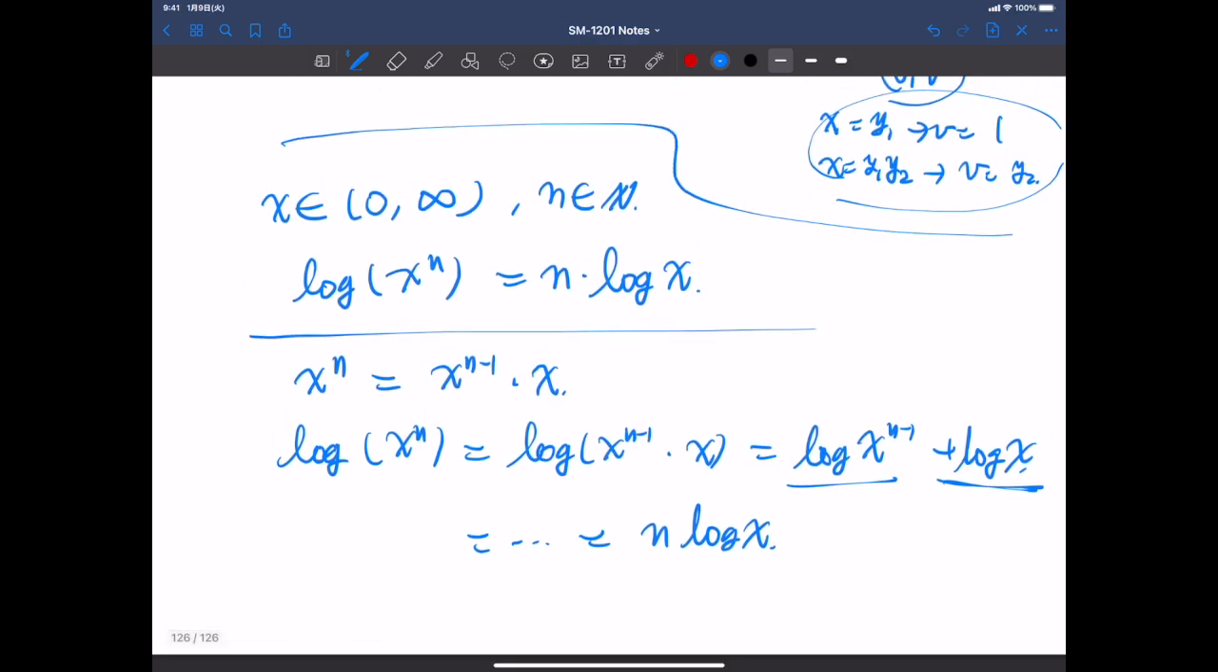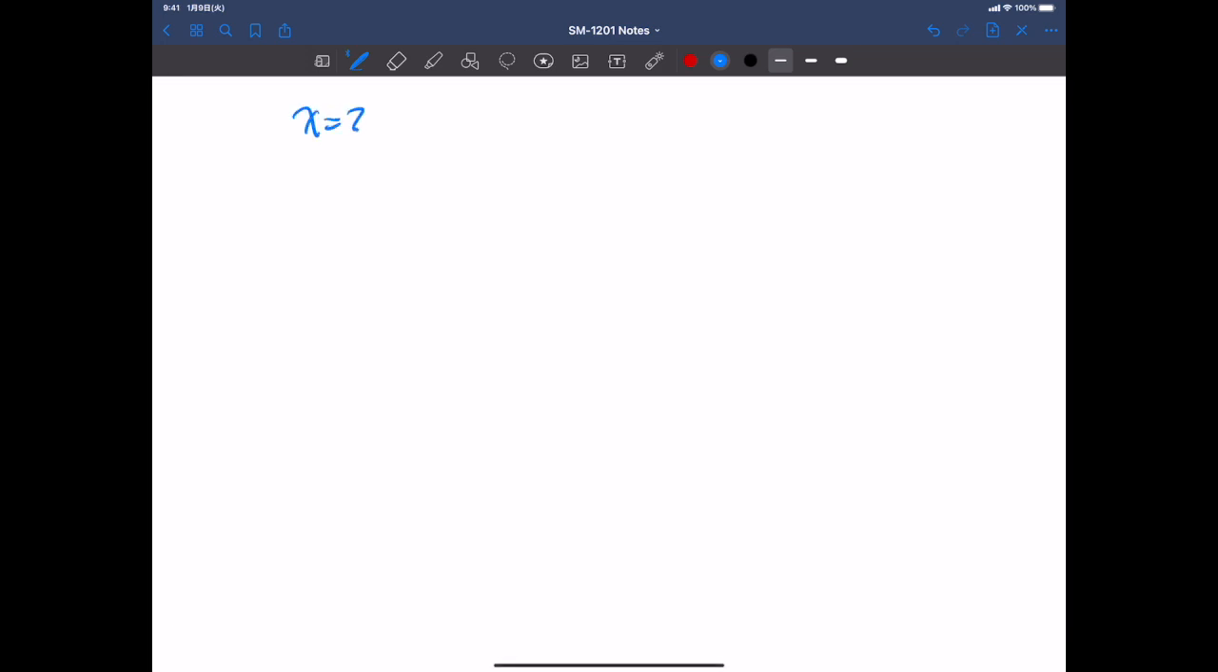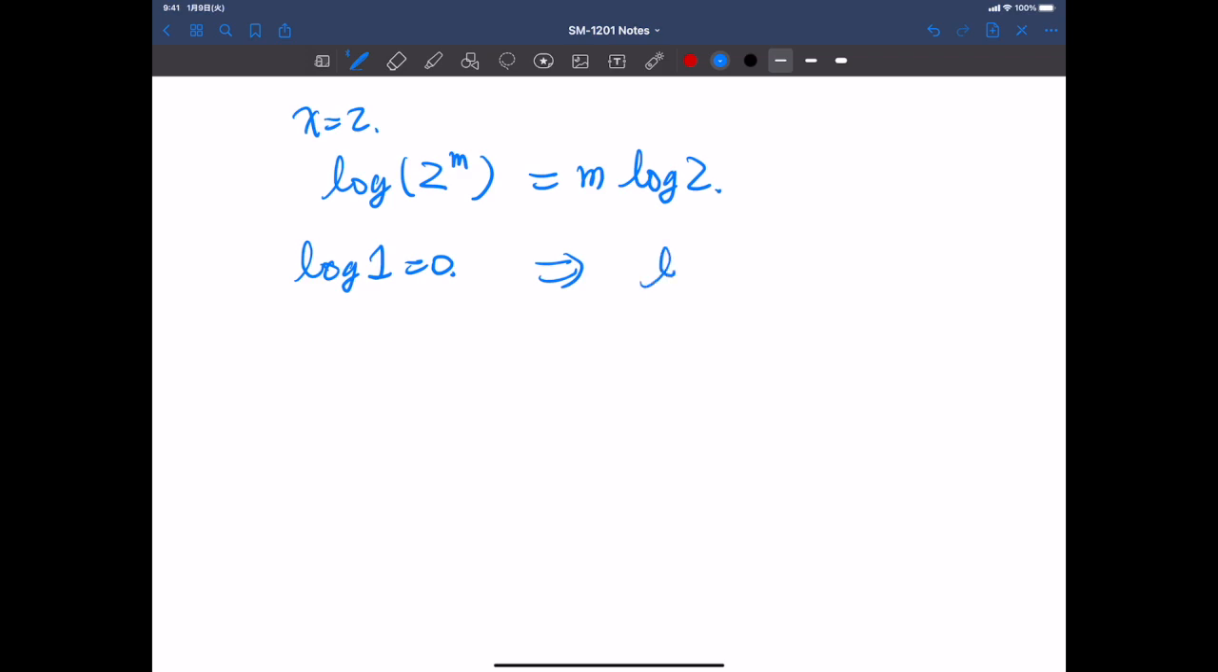Now, if we apply this corollary to the case where x is equal to 2, we have this result. So log of 2 to the power of m is equal to m log 2. Okay, and we know that log of 1 is equal to 0, and log of x is strictly increasing. So this means log of 2 is positive. Okay, and if we increase the value of m, then this value can be arbitrarily large, positive value.